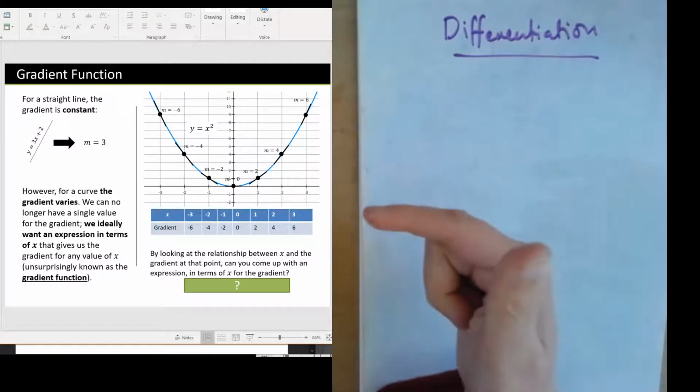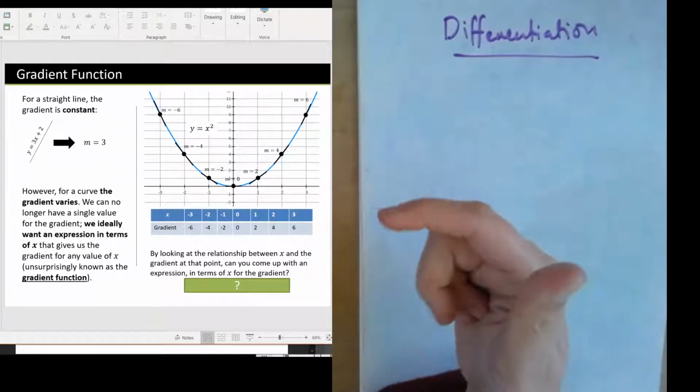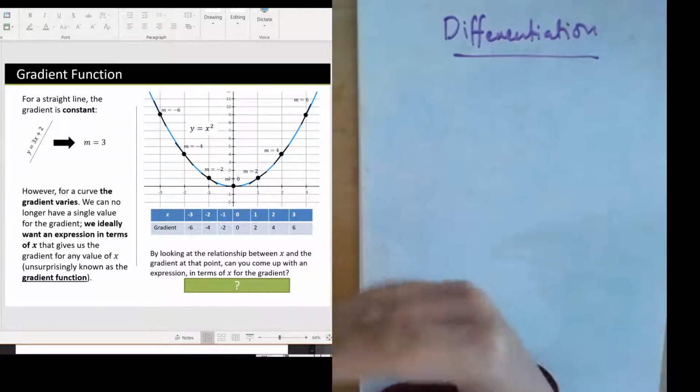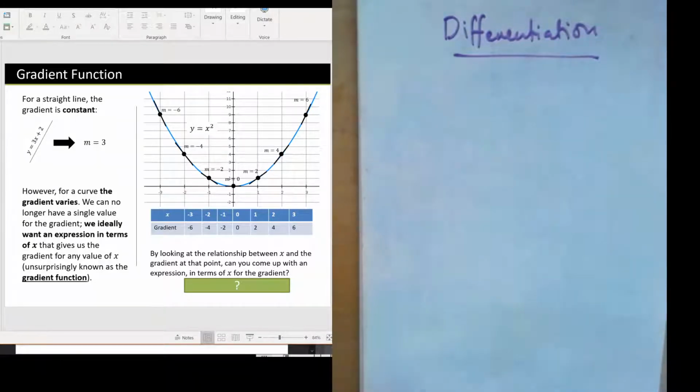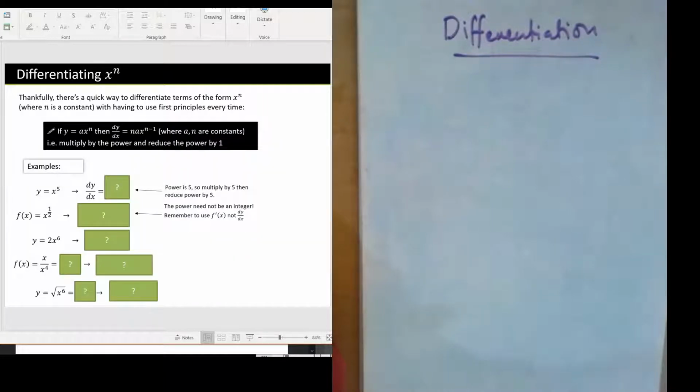So this is y equals x squared. This table shows you the gradient at each of the points. Some of you may have figured out that the gradient is always double whatever x is. So if I was to talk about that gradient, I would just say it's 2x. Hopefully that makes sense. It's just double whatever it is. So if x was 10, I would expect the gradient to be 20. Just a nice simple example.